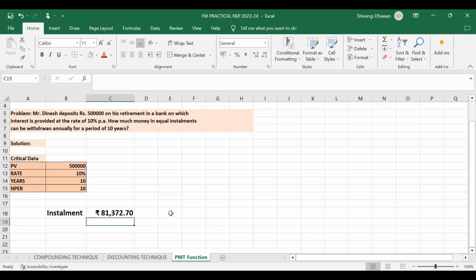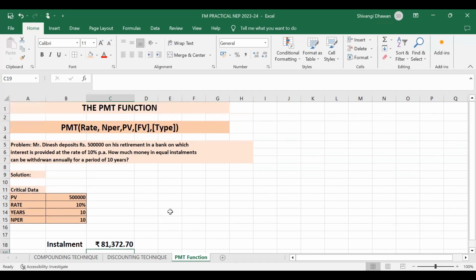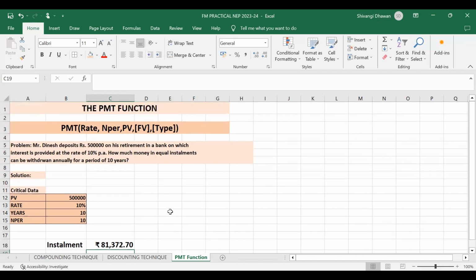Okay, so I hope you understood the use of the PMT function, the inbuilt function in Excel spreadsheet.